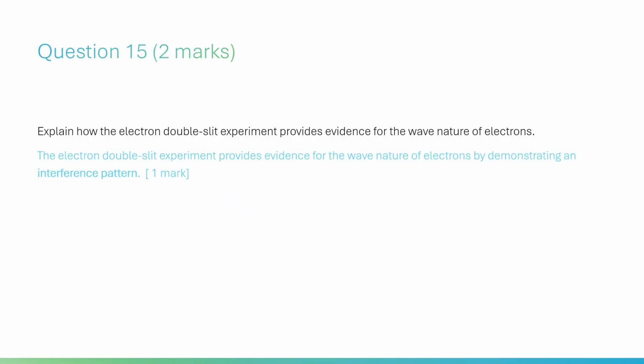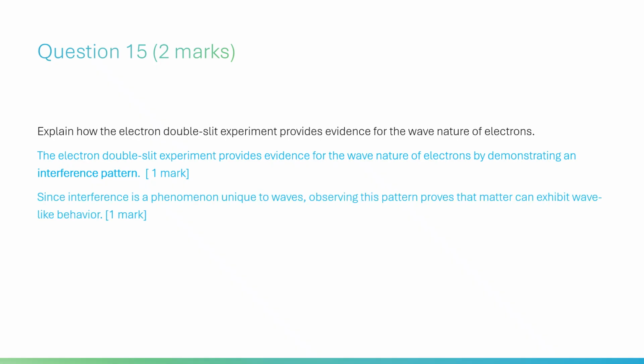The electron double-slit experiment provides evidence for the wave nature of electrons by demonstrating an interference pattern. Since interference is a phenomenon unique to waves, observing this pattern proves that matter can exhibit wave-like behavior.